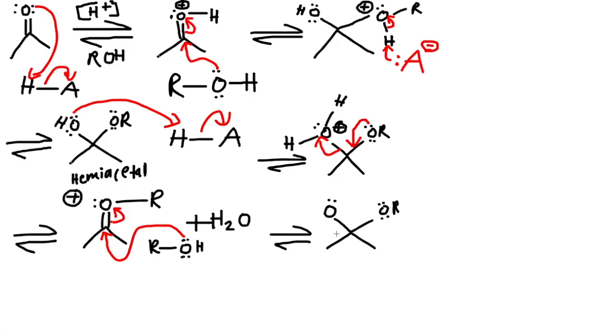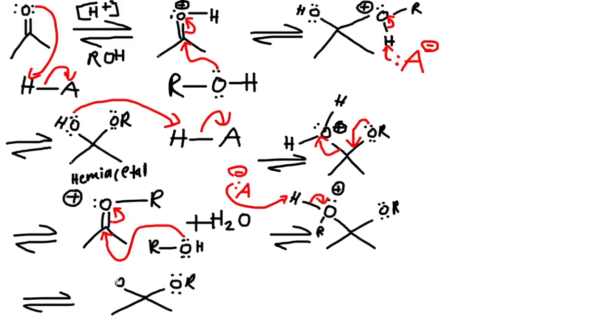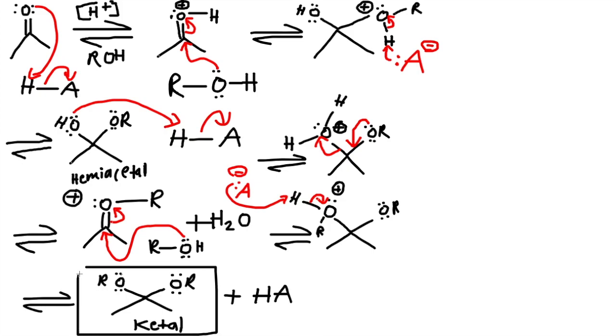Lone pairs. R, and then a hydrogen connected with it. From here, the acid will come back, grab the hydrogen, and give electrons to oxygen. We have a final formation of this. A ketal is formed. So this was about a 7-step mechanism, and so that's it.